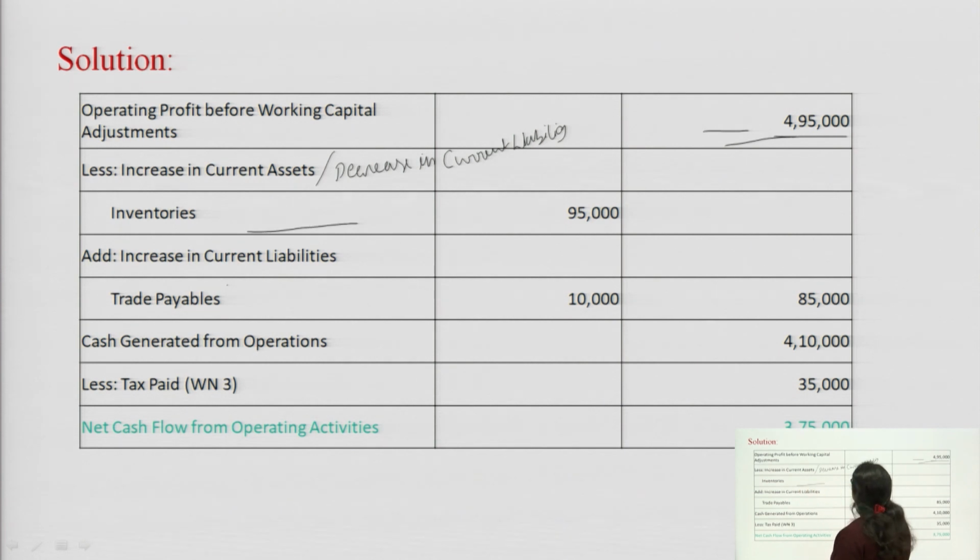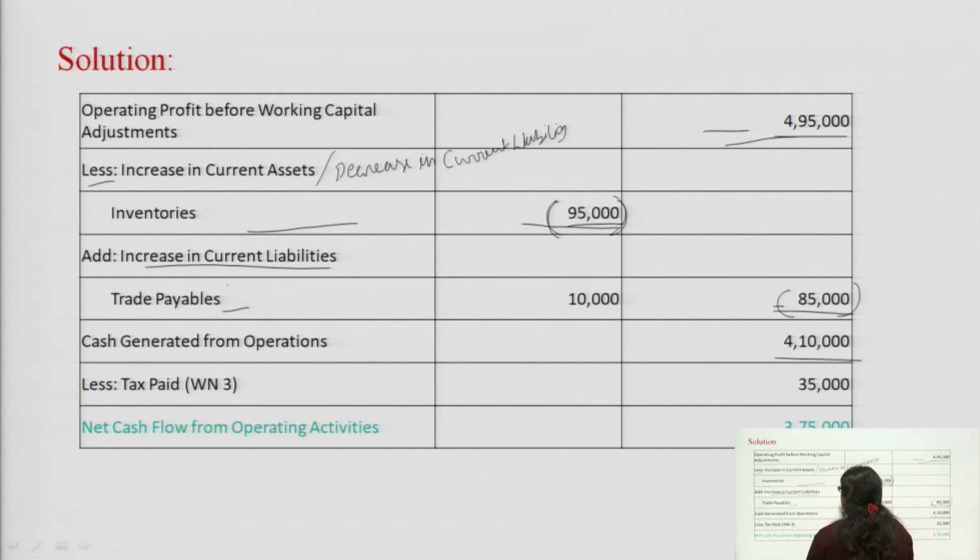We are mentioning that inventory is increasing only, there is no decrease in the current liability, and in the second one we will subtract this amount. There is an increase in current liabilities: trade payables have increased by 10,000 rupees. So we will add it. Because it is a negative figure, 95,000 minus 10,000 will come out 85,000. Now, for cash generated from operations, what will we do? We subtract this thing. Why minus? Because the 95,000 amount is in the minus, it will come out 4,10,000.